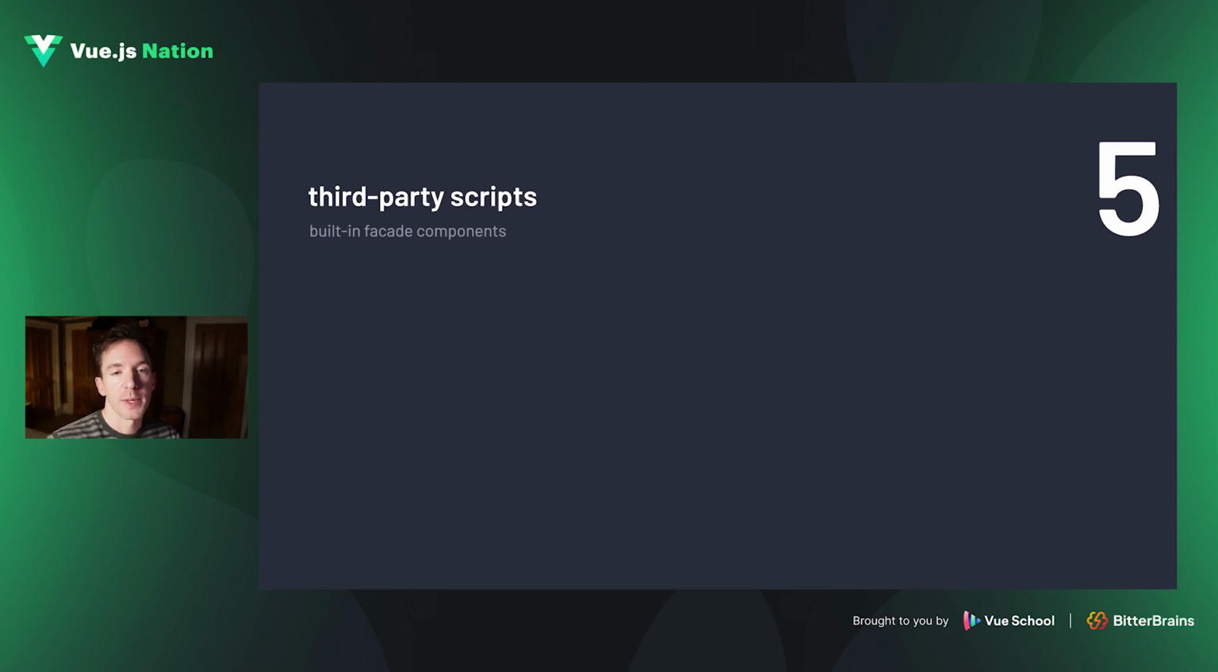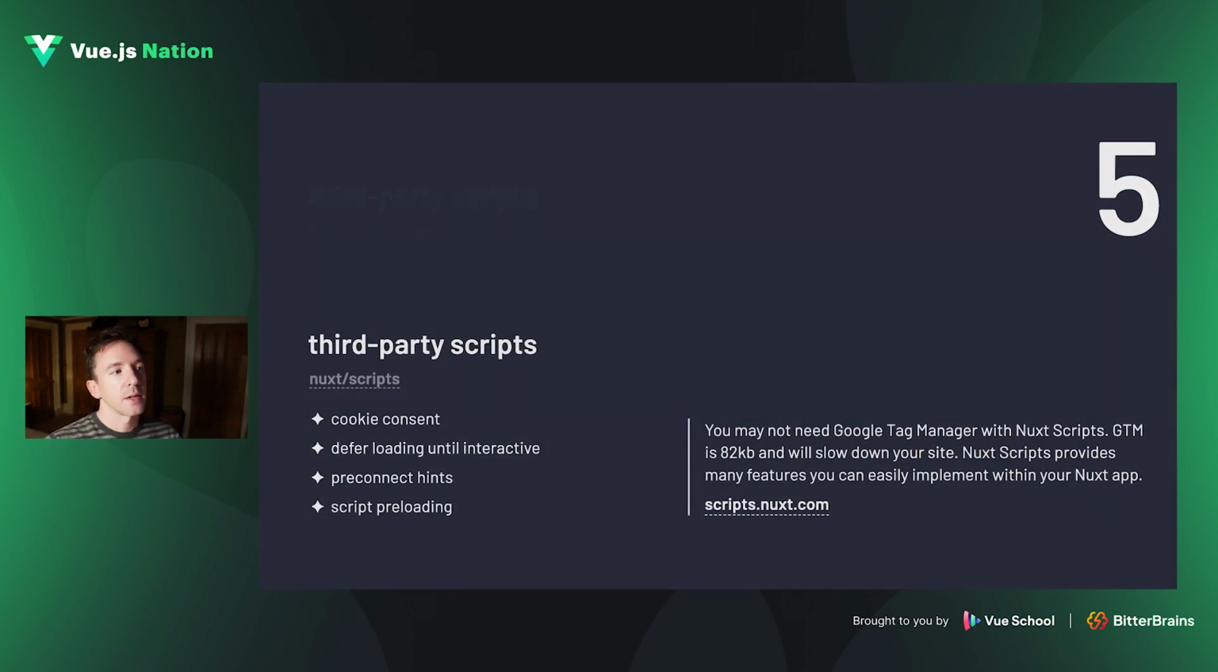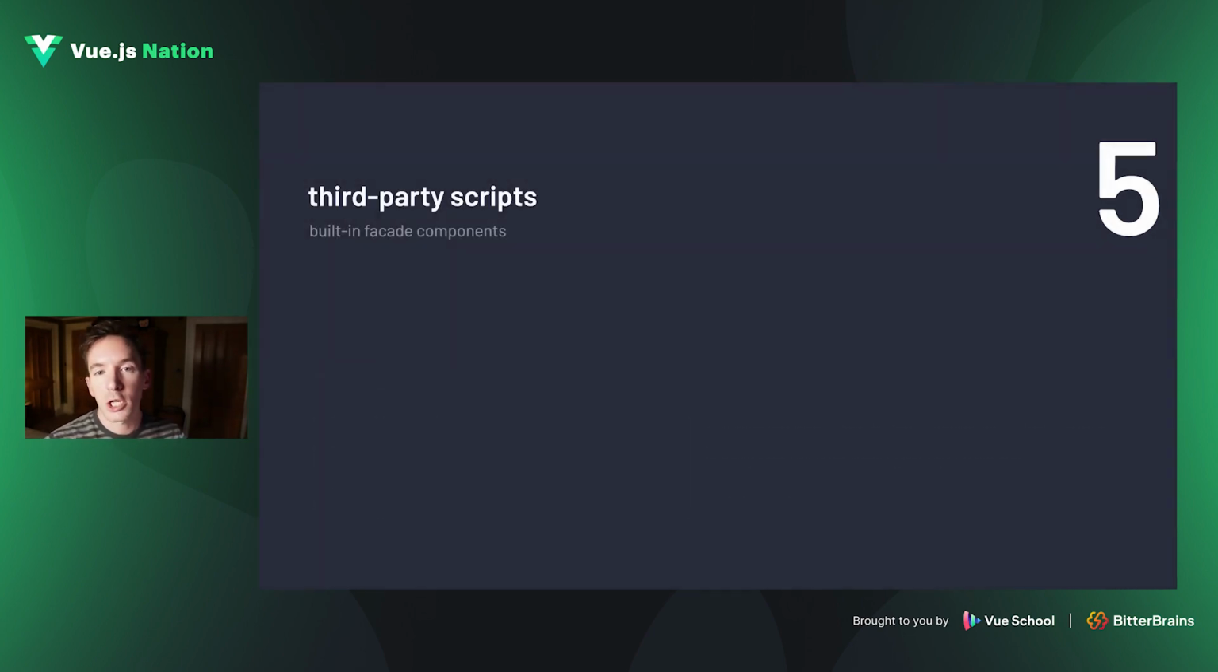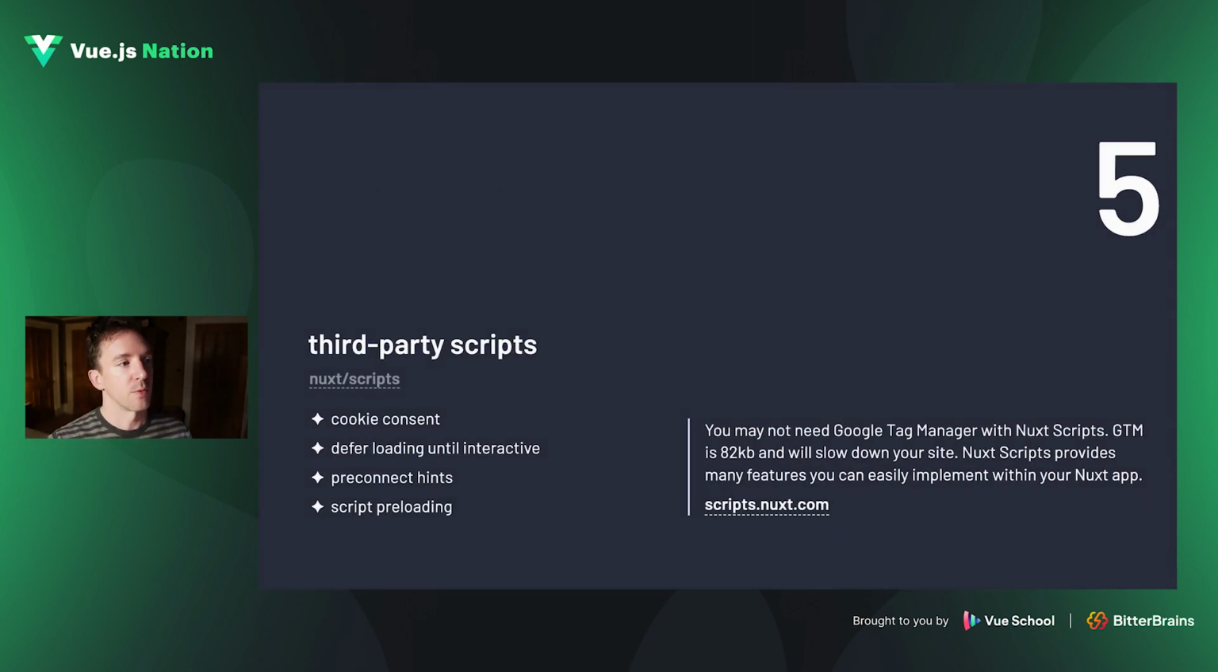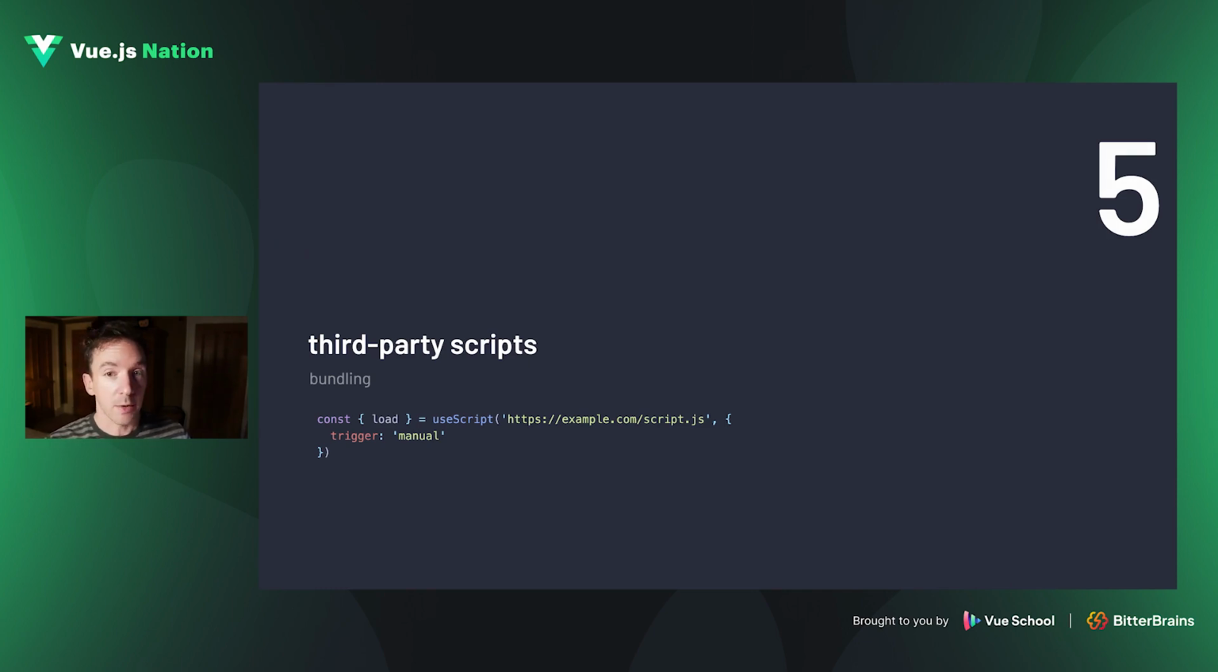Another thing we've been experimenting with: last year we released Nuxt Scripts. It comes with some built-in facade components, things like Google Tag Manager, YouTube, and more. And they significantly improve the performance of using each of those things. Again, that's something we're able to ship built into Nuxt Scripts, and they just immediately are better for users. It also features things like cookie consent, the ability to defer loading scripts until the site is interactive, handling pre-connect hints, works on the server and the client, and more. It's definitely worth checking out at scripts.nuxt.com.